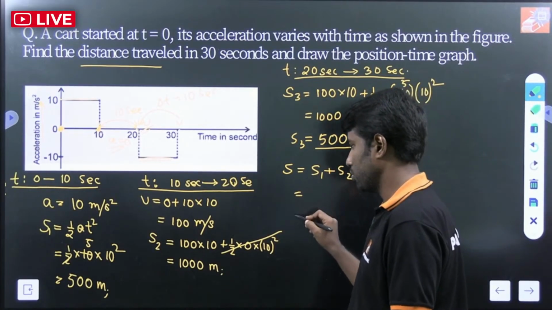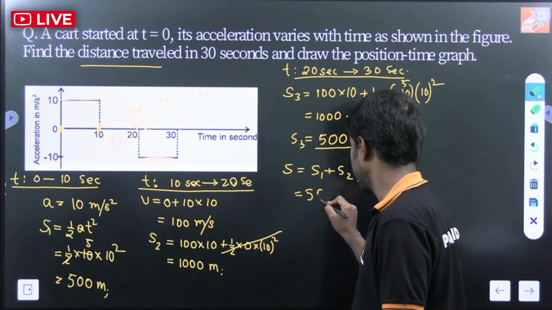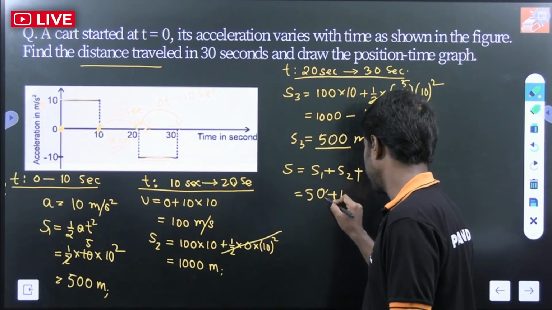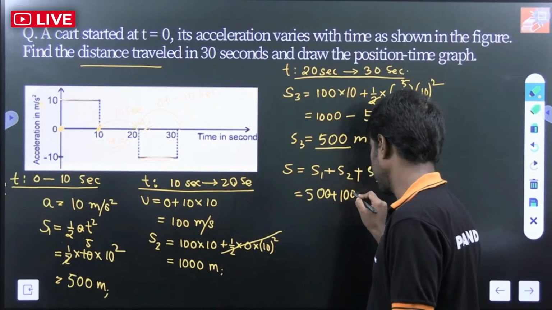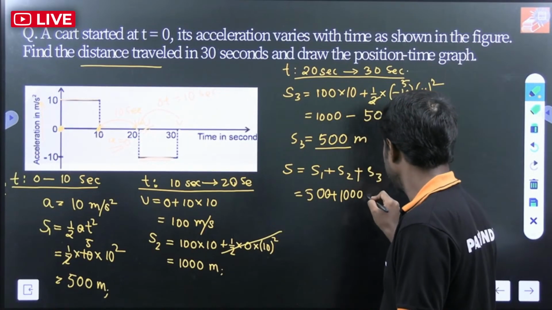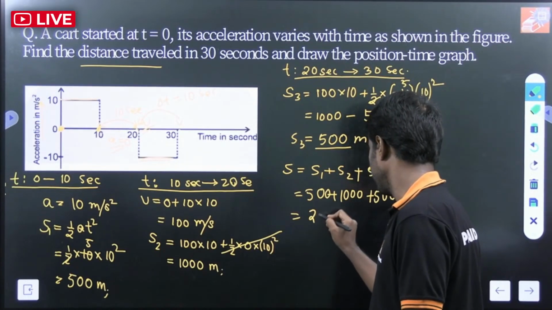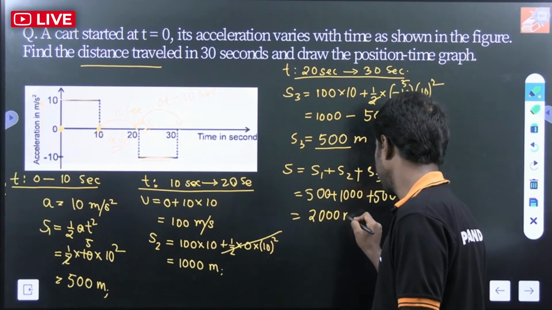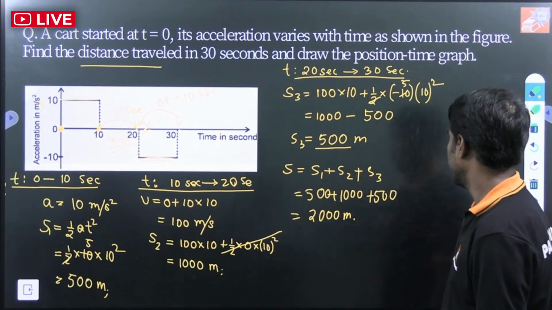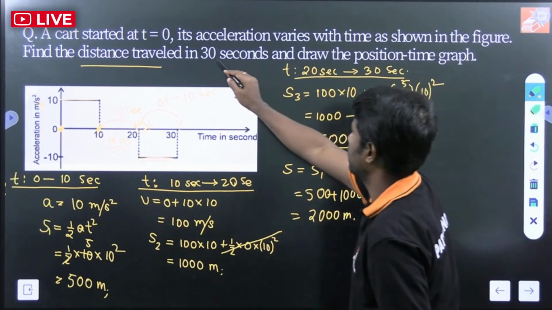So S1 is, we are having 500. S2 is, sorry, 1000. S3 is 500. So finally 2000 we are having. Okay. So now the last part of the question we will be doing.